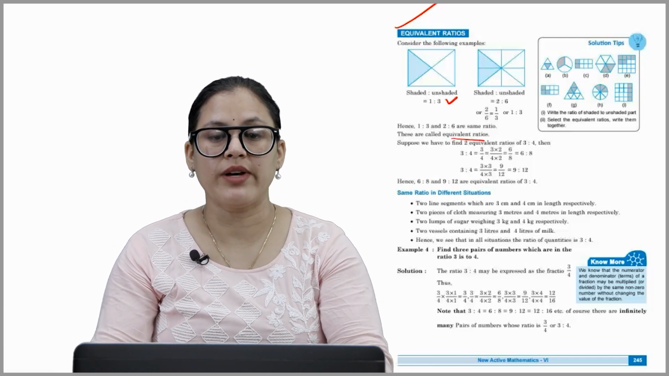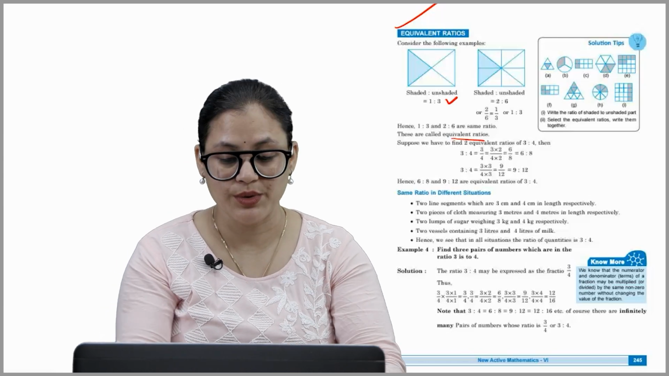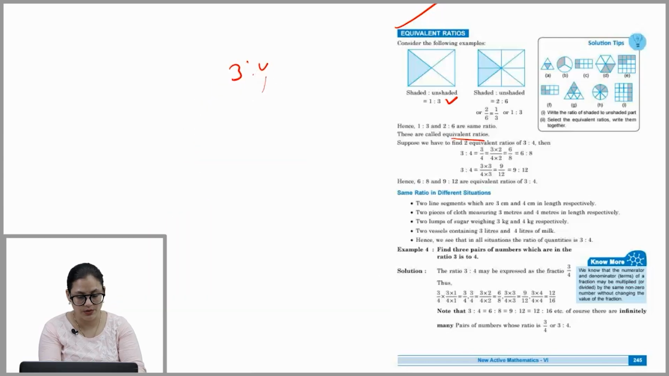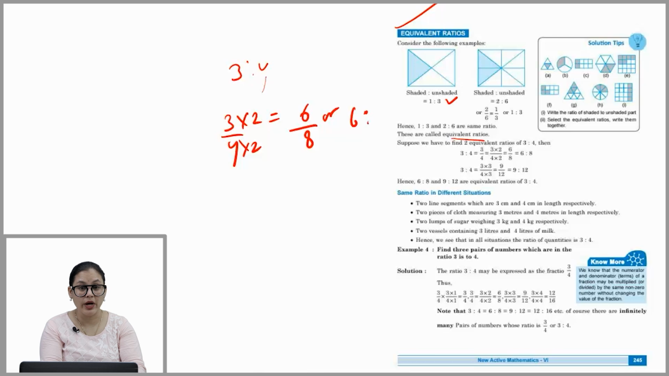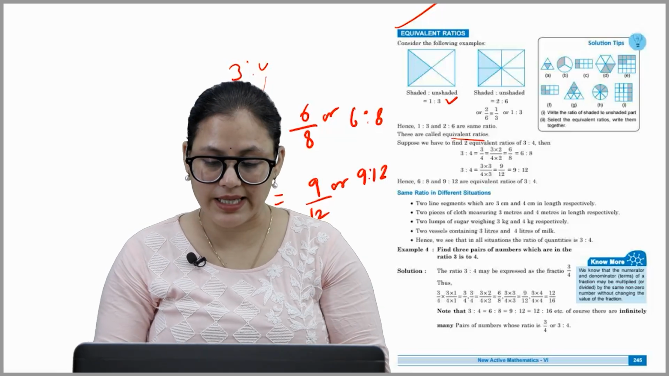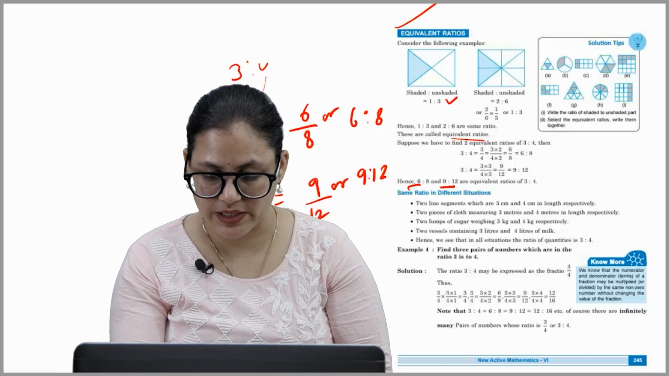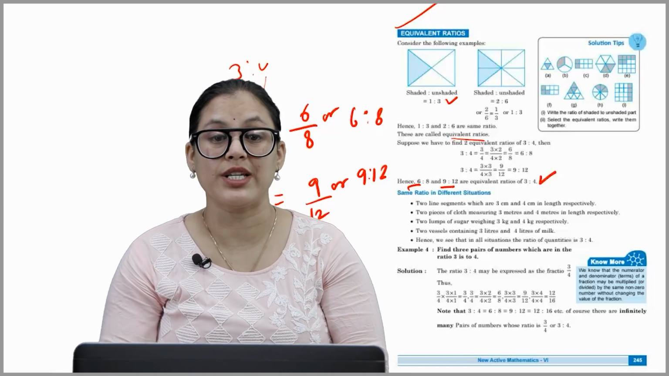Suppose we have to find two equivalent ratios of 3:4. So what will you do? 3:4 is equal to 3/4. Now you will multiply by 2, so you'll get 6/8 or 6:8. And then you will multiply by 3. You will get 9/12 or 9:12. Hence 6:8 and 9:12 are equivalent ratios of 3:4.